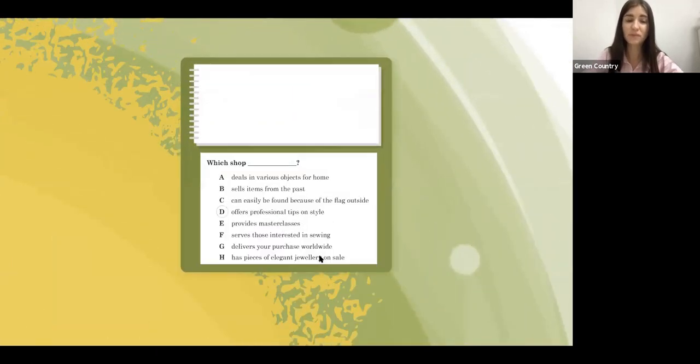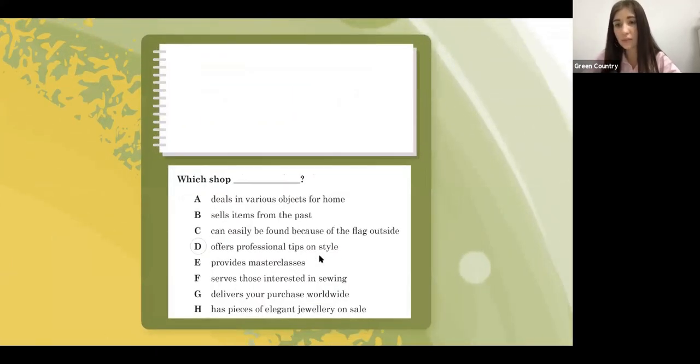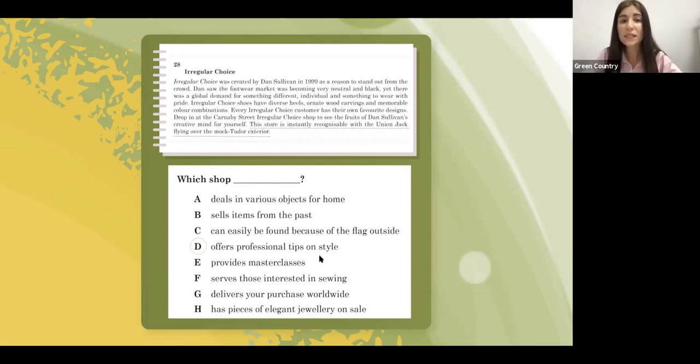The next one. Option D is already out here, so don't forget to mark it somewhere in your answer sheet so that you don't get confused. Text 28, I have underlined the phrase: this store is instantly recognizable with the Union Jack flying over the mock Tudor exterior. What do you think is here? What are they talking about? Any other options?